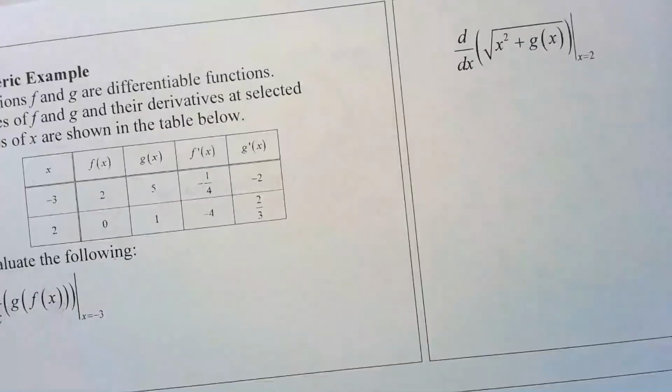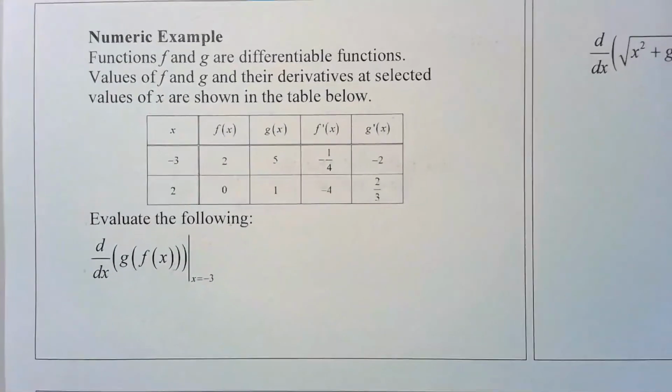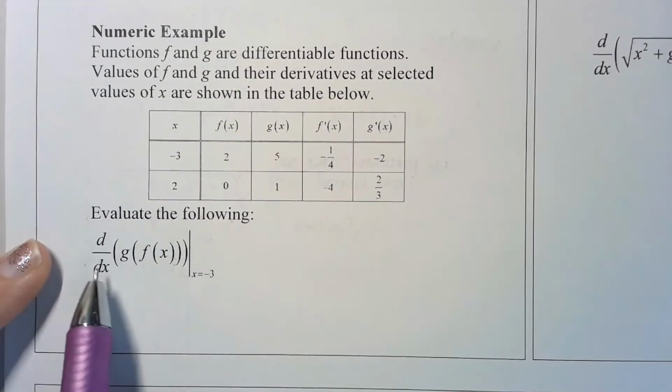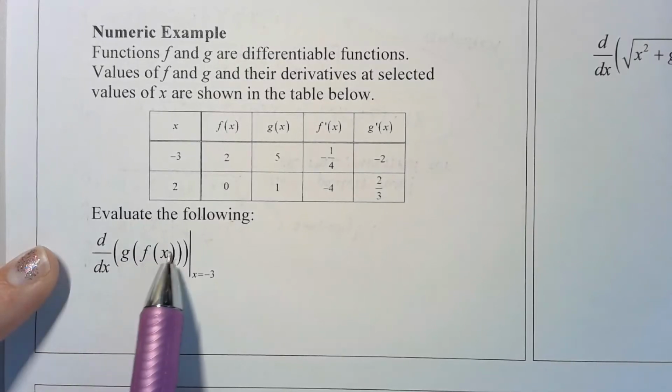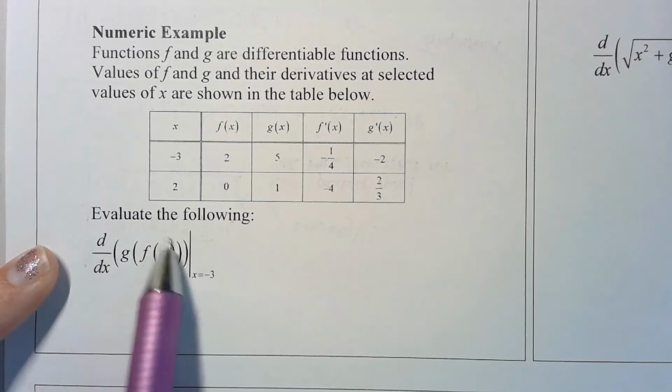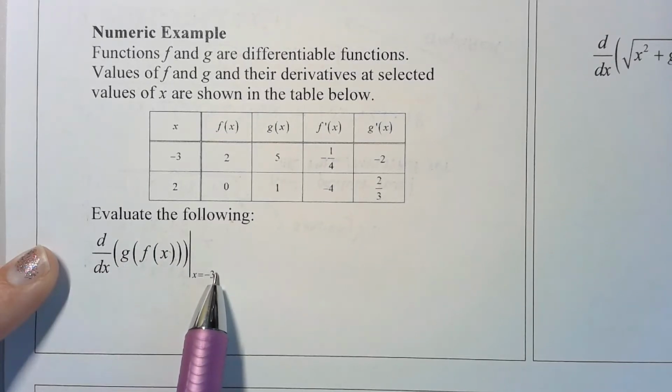Well, let's flip our notes over. All right, last two questions. And this table was a little bit blurry, but this is a numeric example. We've seen these before. It says functions f and g are differentiable functions. Values of these functions and their derivatives at selected values of x are shown in the table below. The first question would like us to evaluate the derivative of g of f of x when x equals -3. So we want to take the derivative and plug in a -3 for x.